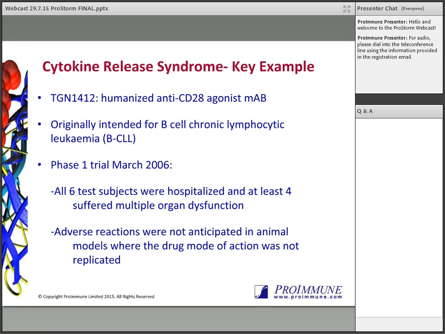And the dose that was administered to the patients in the clinical trial was actually much less than what was tested in the toxicology animal studies. So the adverse reactions were not anticipated at all. And this is a key example of how the animal model was not a suitable comparison for what would occur in humans, as the mode of action wasn't replicated. So this certainly highlights the need for an in vitro human assay to assess such risk.